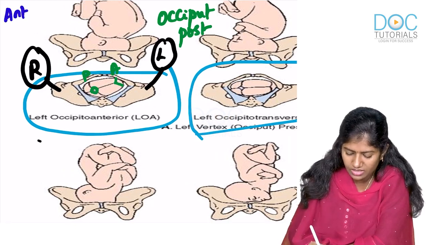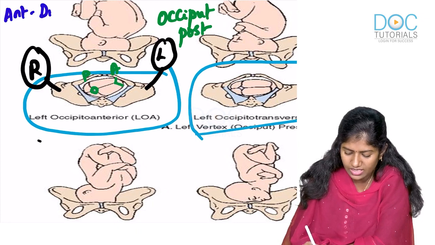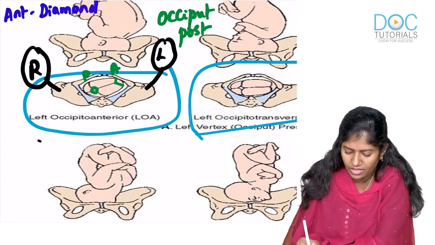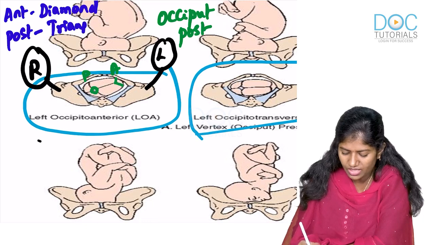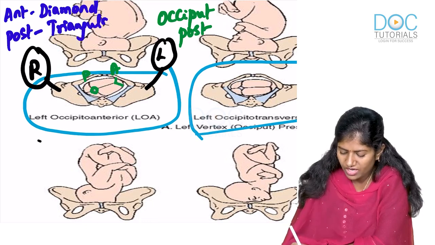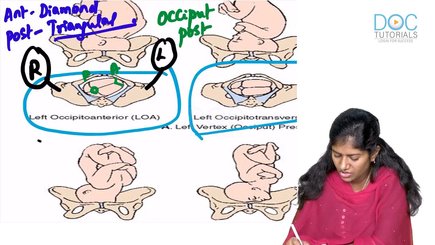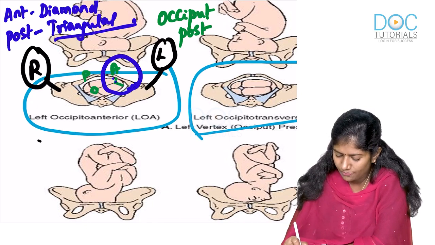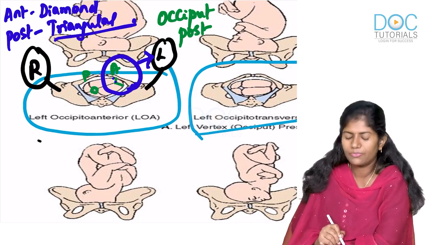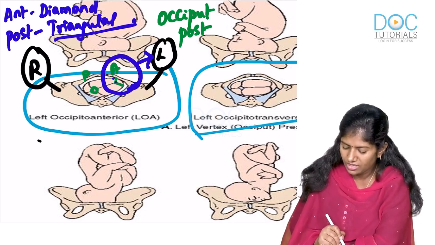Anterior fontanelle is diamond shaped, diamond or rhomboid. Posterior fontanelle is triangular. So, where is the posterior fontanelle? Here in this picture, the posterior fontanelle is to the left. This is the posterior fontanelle and it is to the left of the patient.